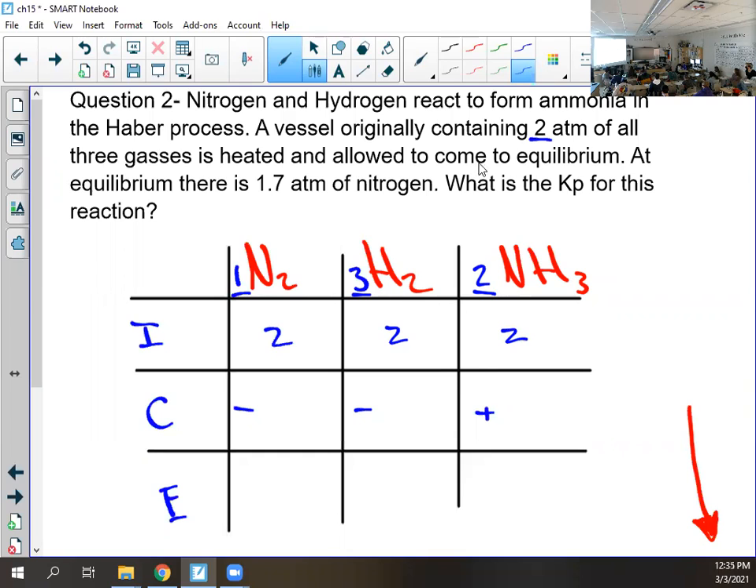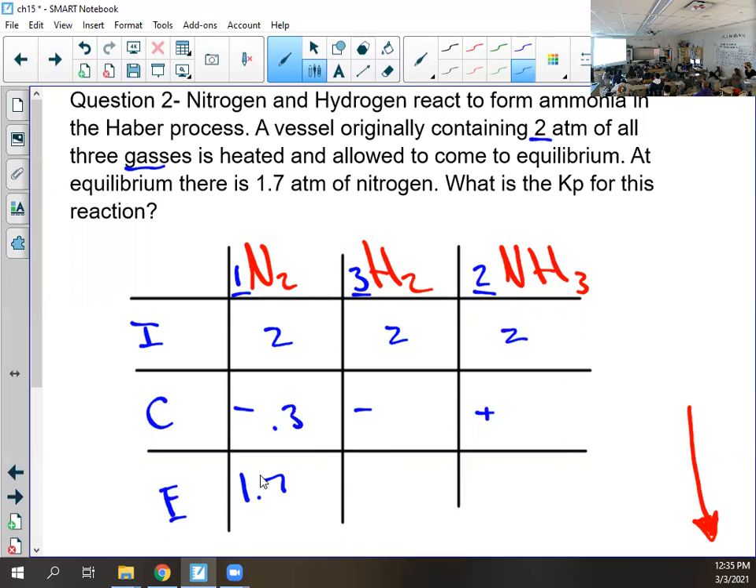Containing 2 atm of all 3 gases. It's heated and allowed to come to equilibrium. At equilibrium, there are 1.7 atm of nitrogen, sorry. I don't know where the word hydrogen came from. That actually makes it a lot easier. Way easier. Okay, so the change here is a negative what?